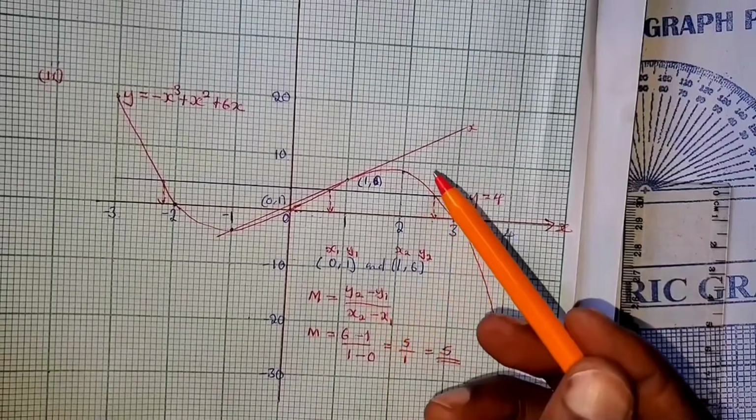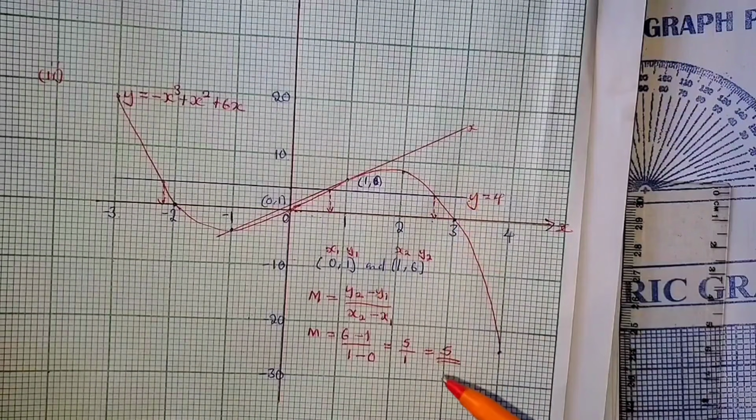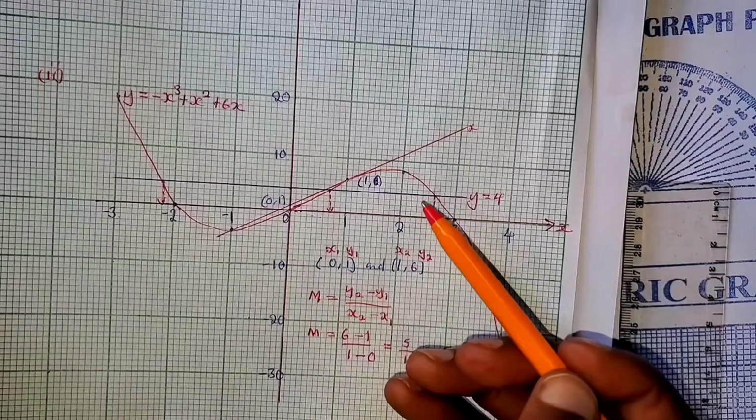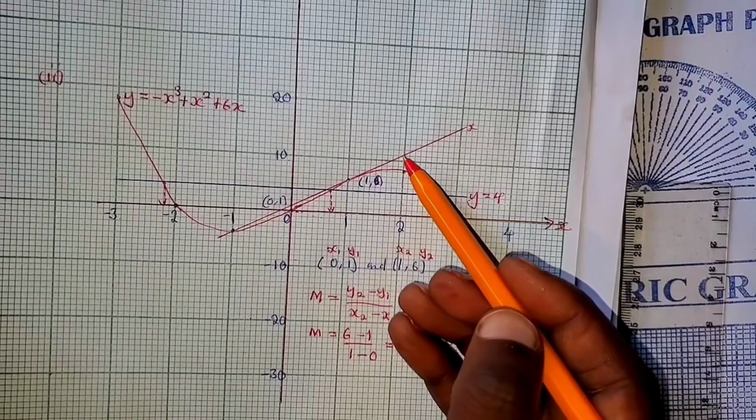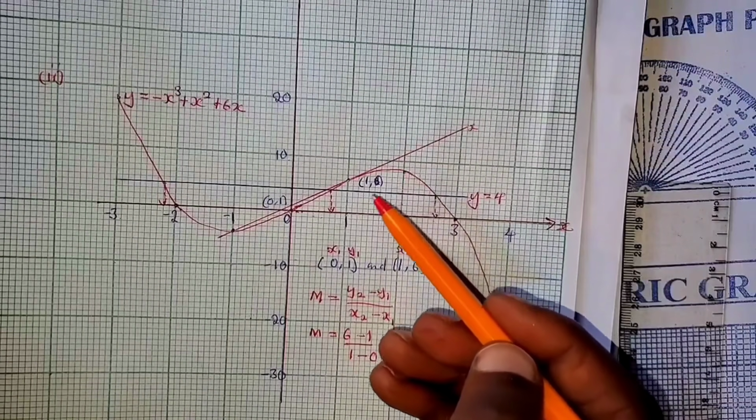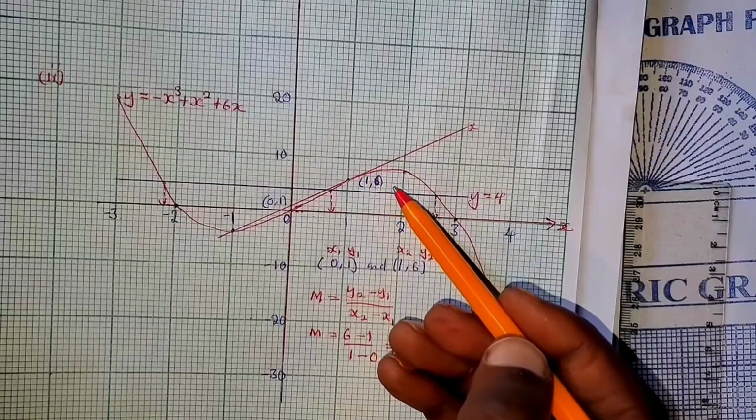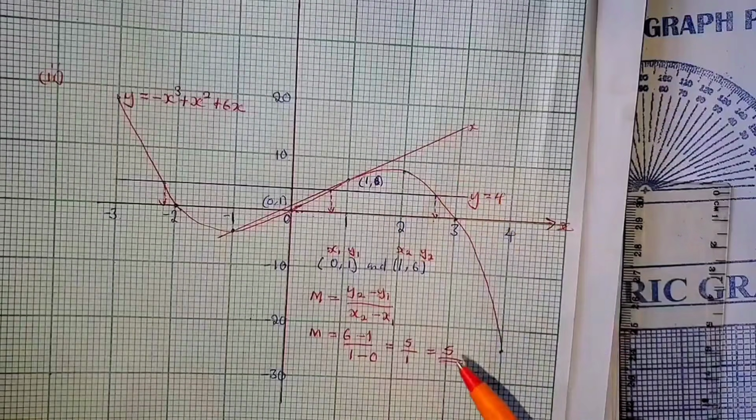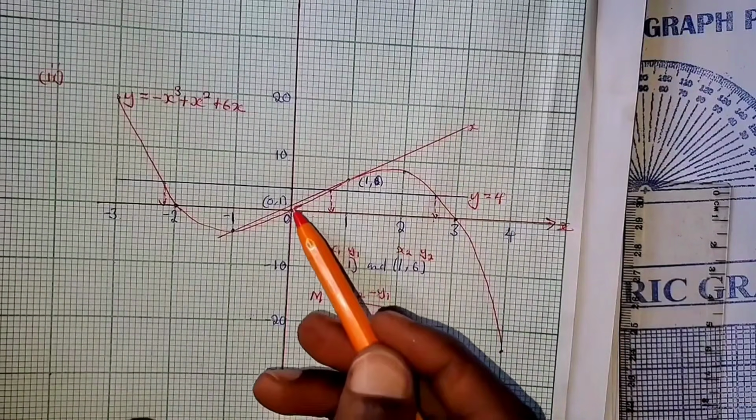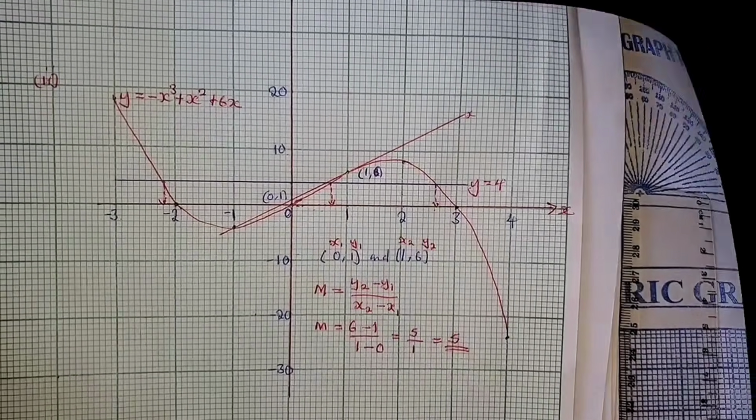Whatever points you get here, you should find a similar answer, a close answer, since you're just estimating. If you get this point, it's going to be 2, 11. Then 11 minus 6 is 5, and 2 minus 1 is 1. 5 over 1, still 5, you see? So get any 2 points and we're going to find the correct answer. So that's all for this question 10A.